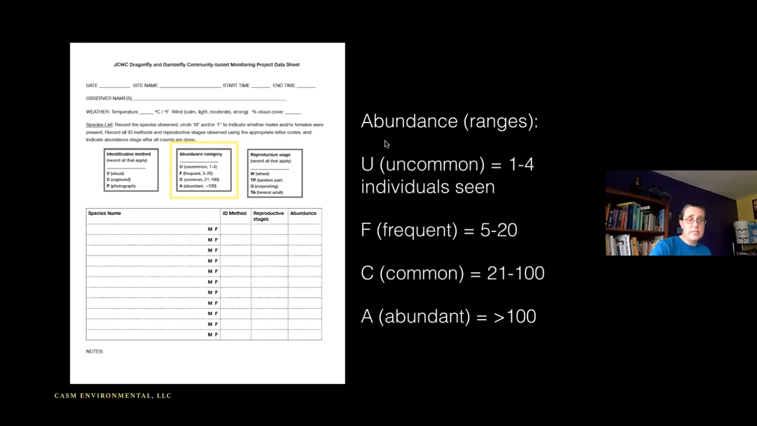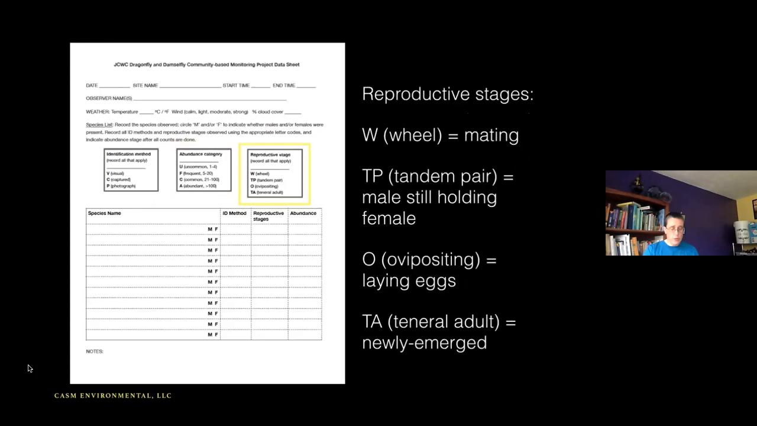And as well, if you see newly emerged adults, if you see females laying eggs, tandem pairs, individuals in the wheel position that are mating, any or all of those for each of the different species that you see, record those as well, because the reproductive behaviors are important. If we see a newly emerged adult, we know the chances are pretty good it developed as an egg and a nymph in that particular site. If we see a female laying eggs, well, yeah, we know they're breeding at the site. So it gives us some additional life history information.